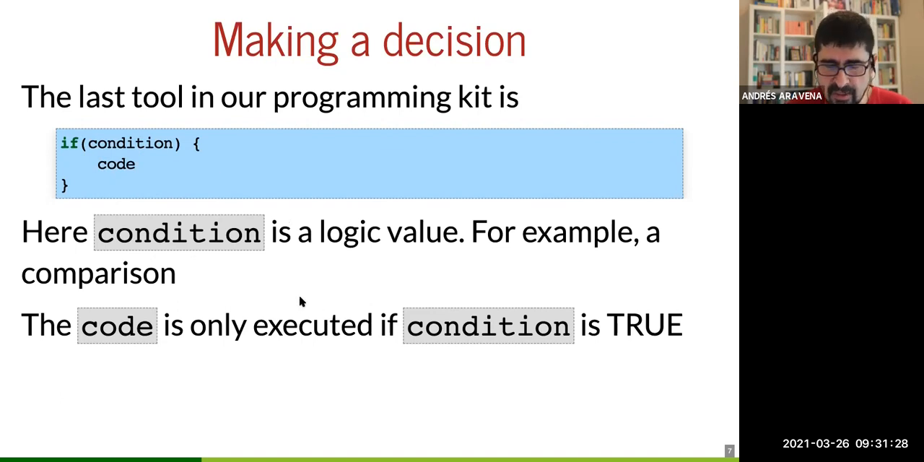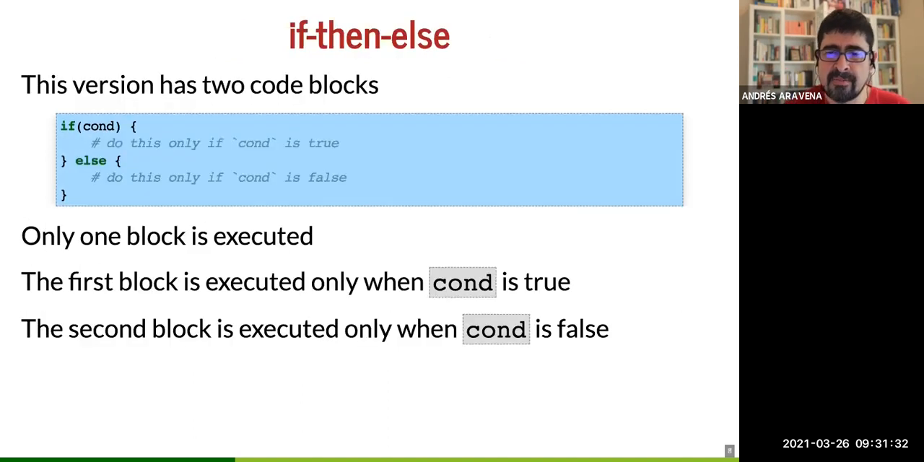In fact, in our case, we use a variant of the same thing. It's called if then else. If this, then that. So if the condition is true, we do the first part. Otherwise, if the condition is false, we do the second. Only one happens. You do either the first or the second, but not both.